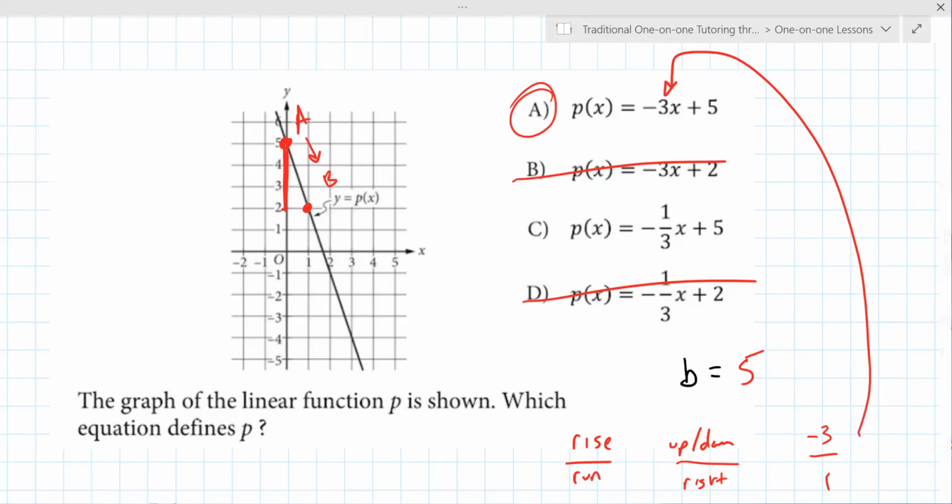Okay, let's do one more and then we'll close out here. Wait, so the answer is A? Yes. Have you taken the SAT before, the PSAT? I don't think so. Okay.